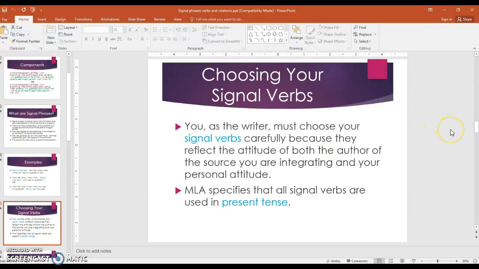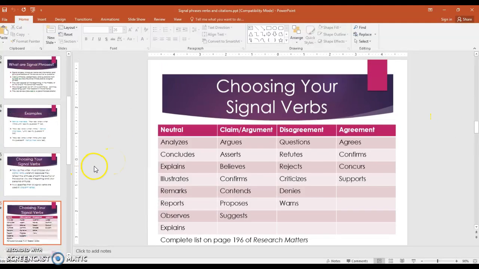All right, let's talk about signal verbs. As I said, they're really important. They reflect the attitude of both the author of the source that you're using and your personal attitude. A really important thing you need to remember is that MLA always wants your signal verbs to be in the present tense. So we're going to stay in present tense when we are integrating evidence or research.